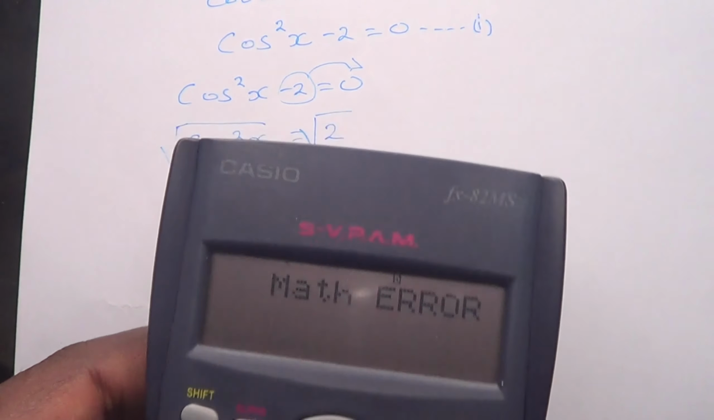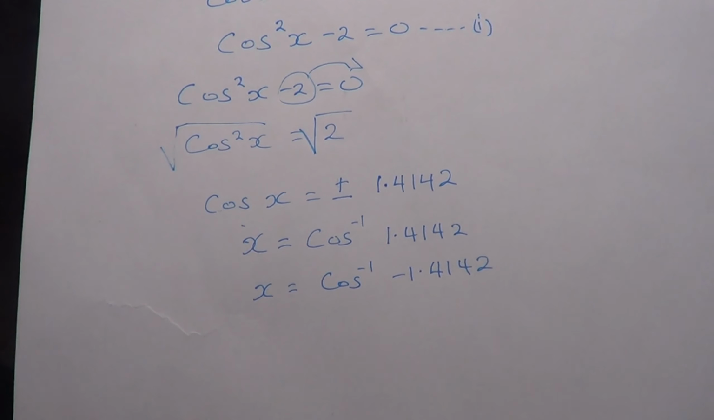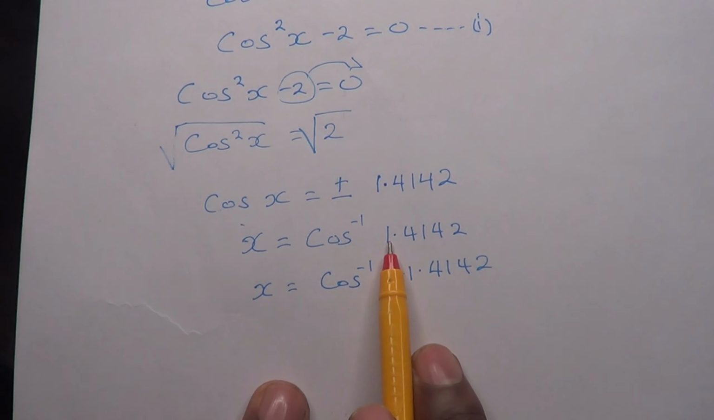Because of what? The number on the positive side is over 1, and this one here is less than negative 1. Any number in cos which is more than 1 will give you math error, and a number which is less than negative 1 will also give you math error. So this one here we say no answer, because it will give you math error.